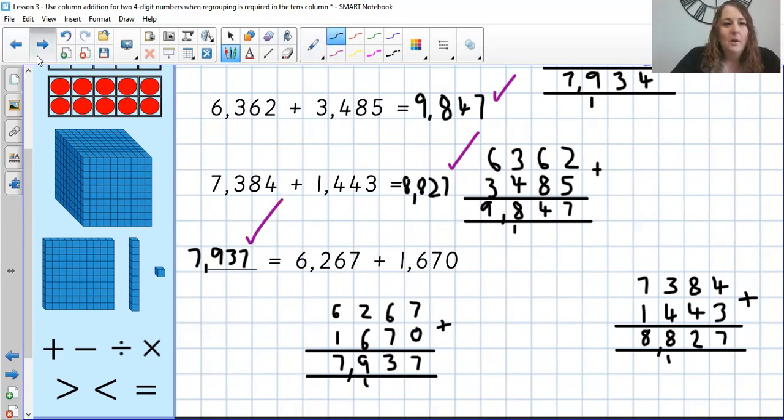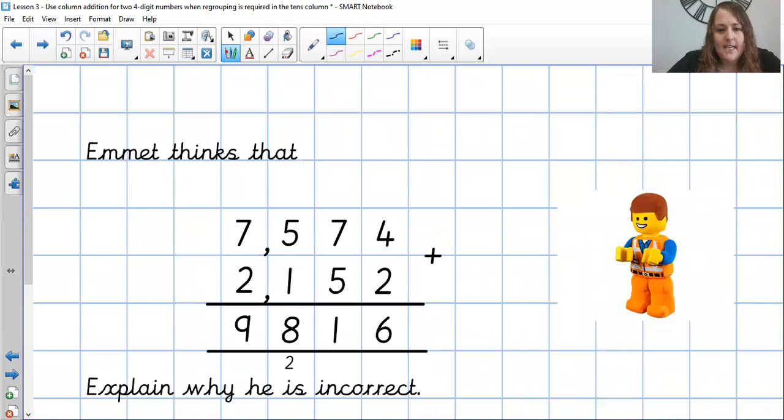Okay, what's our problem today? Emmett thinks that this calculation is correct. Explain why he is incorrect. What's he done wrong? So again, pause the video here if you'd like to, and then we'll go through what he has done wrong.